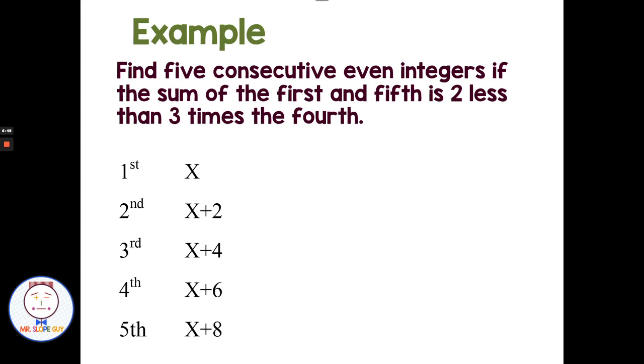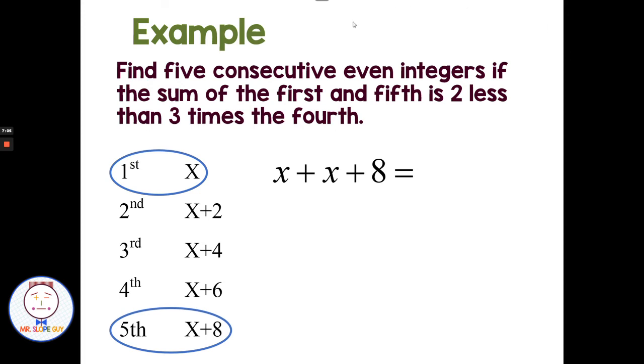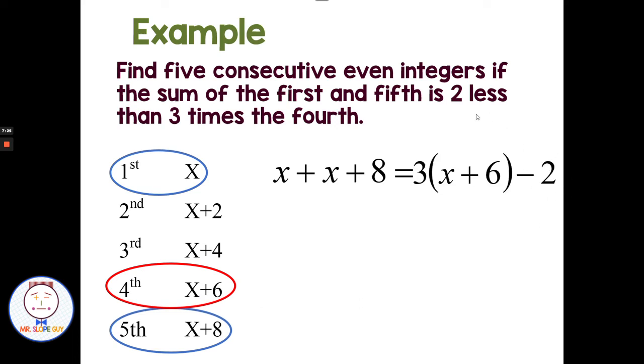Now, to write the equation, we have the sum of the first and fifth. So the first is x, the fifth is x plus 8. So to find the sum of the first and fifth, I have x plus x plus 8, and then the word is would be equals, 2 less than 3 times the fourth. 2 less than, so I'm going to subtract 2 from 3 times the fourth. Well, the fourth is x plus 6. 3 times the fourth is 3 times x plus 6, and 2 less than that is subtract 2. That's where my equation comes from.